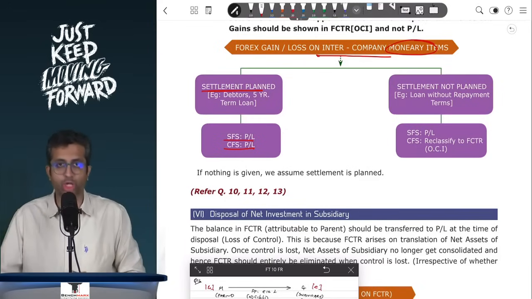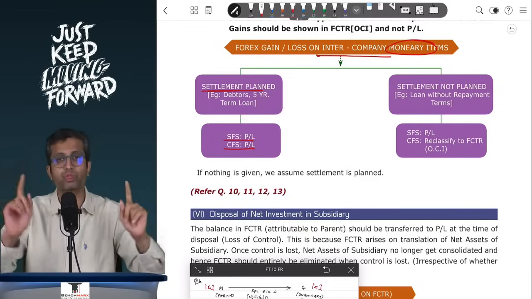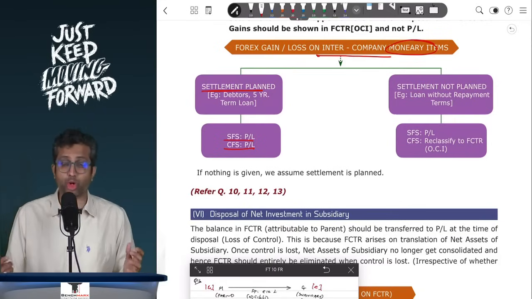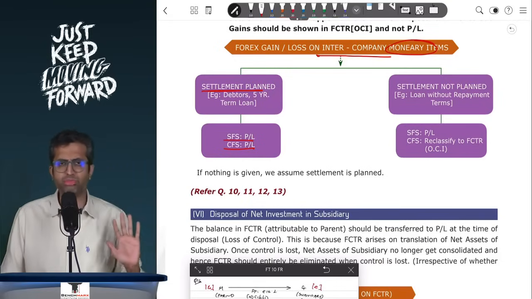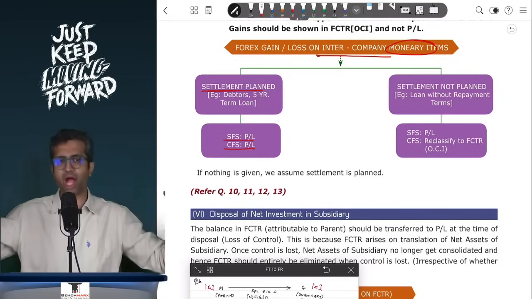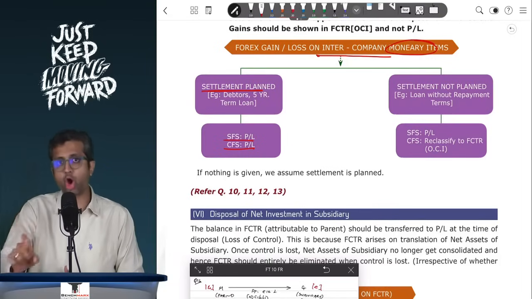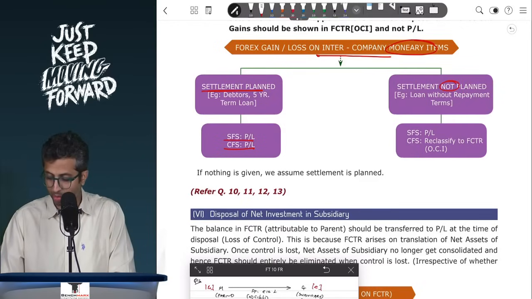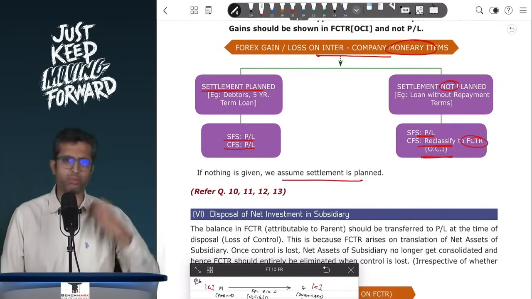However, if this was not a loan, if this was not a credit sale, but if this was a loan where settlement was not planned, then in my SFS, I will still say M and G are two separate entities, and hence the gain will go in the P&L. But in my CFS, I say that this money is not going to come back, and hence I will reclassify this gain of 24 into the FCTR if it was given that the settlement will not be planned. So in the SFS, this is P&L. In the CFS, you will reclassify to the FCTR as a part of OCI. If nothing is given, we'll assume that the settlement is planned.